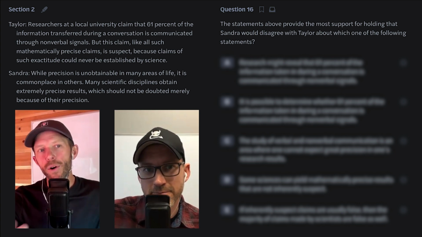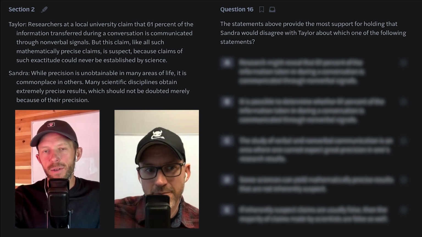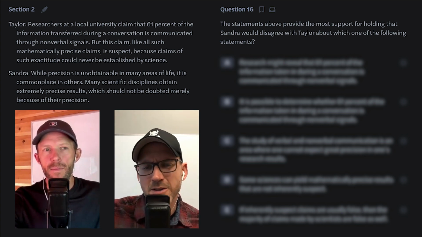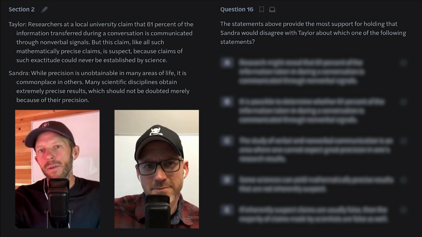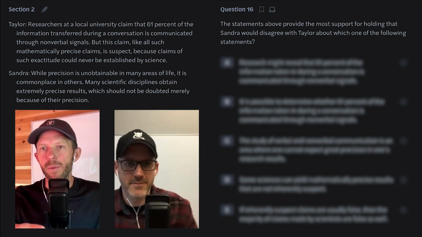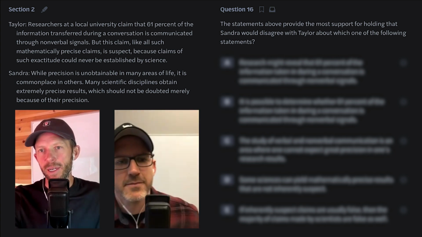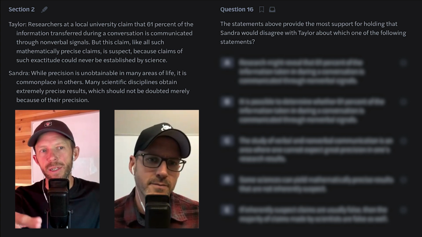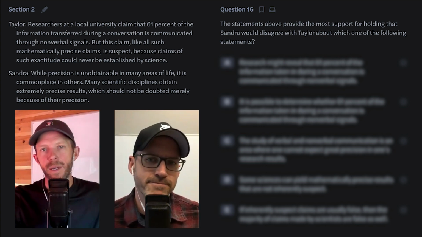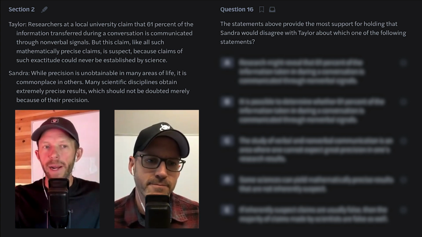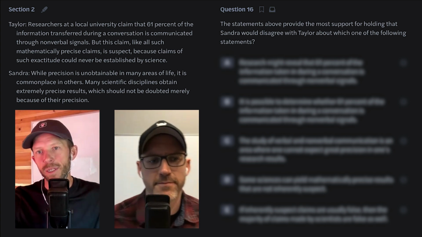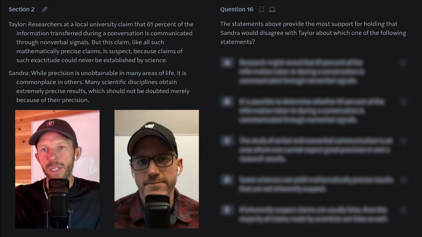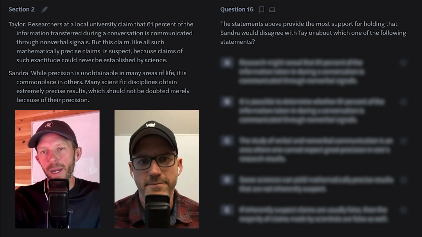Right. And are they arguing about nonverbal signals? Sandra doesn't talk about that. So no. Sandra is arguing with Taylor about the second thing that Taylor said, which was whether mathematical precision is ever possible. There are probably going to be wrong answers that have to do with nonverbal signals. Sandra never mentioned that at all, so that cannot be their point at issue.